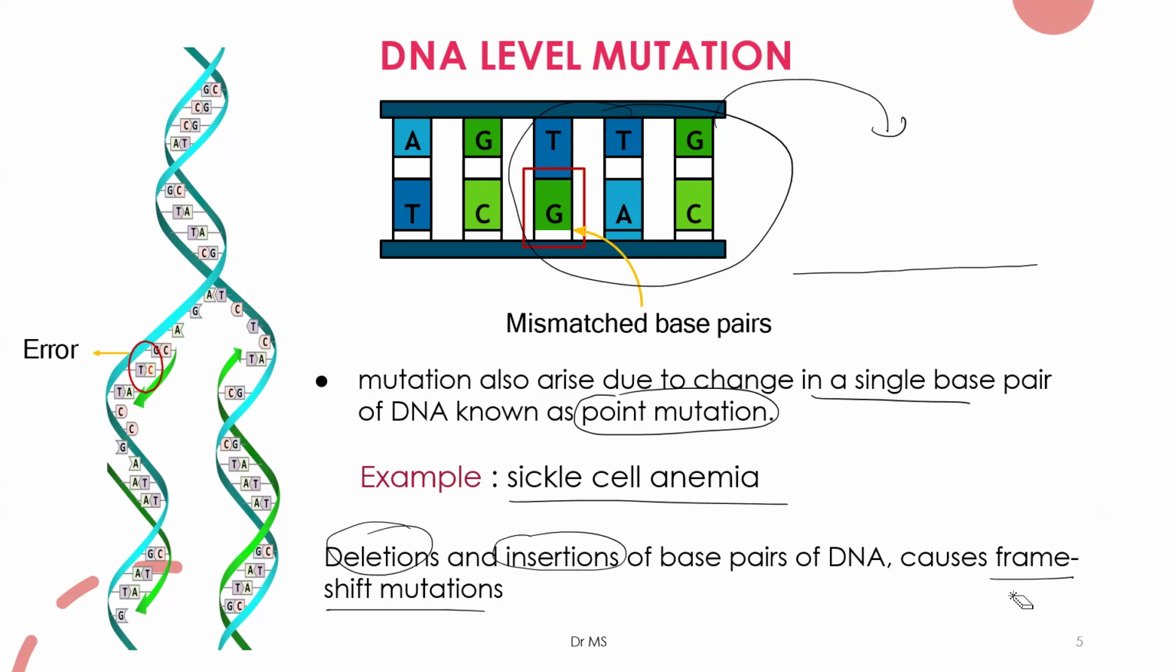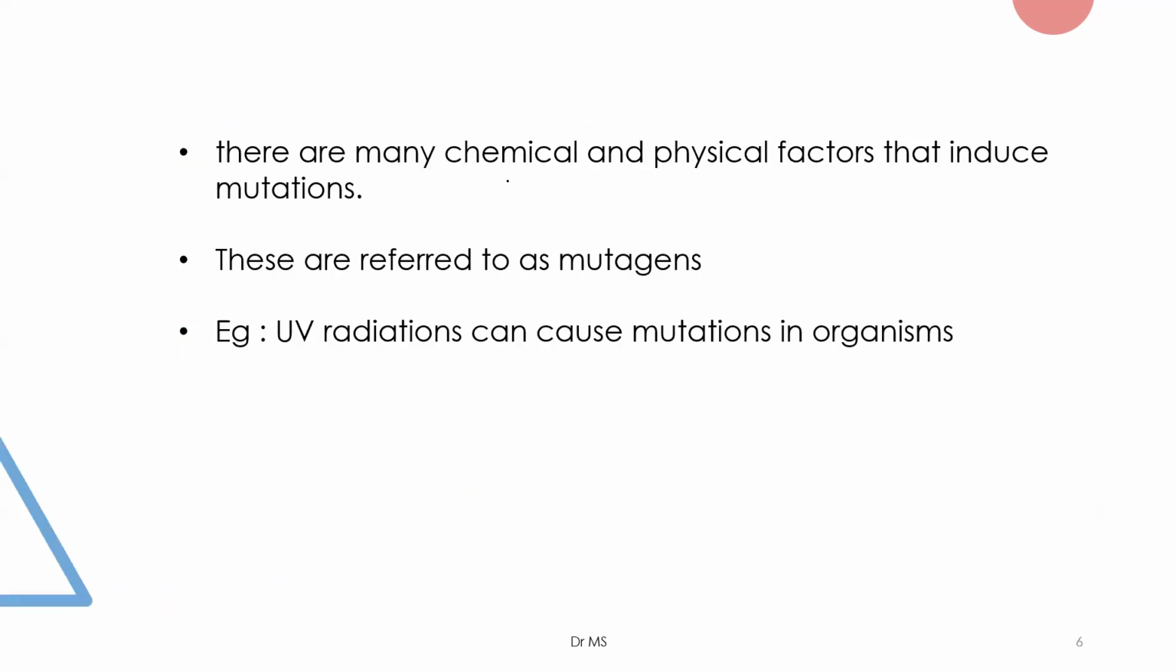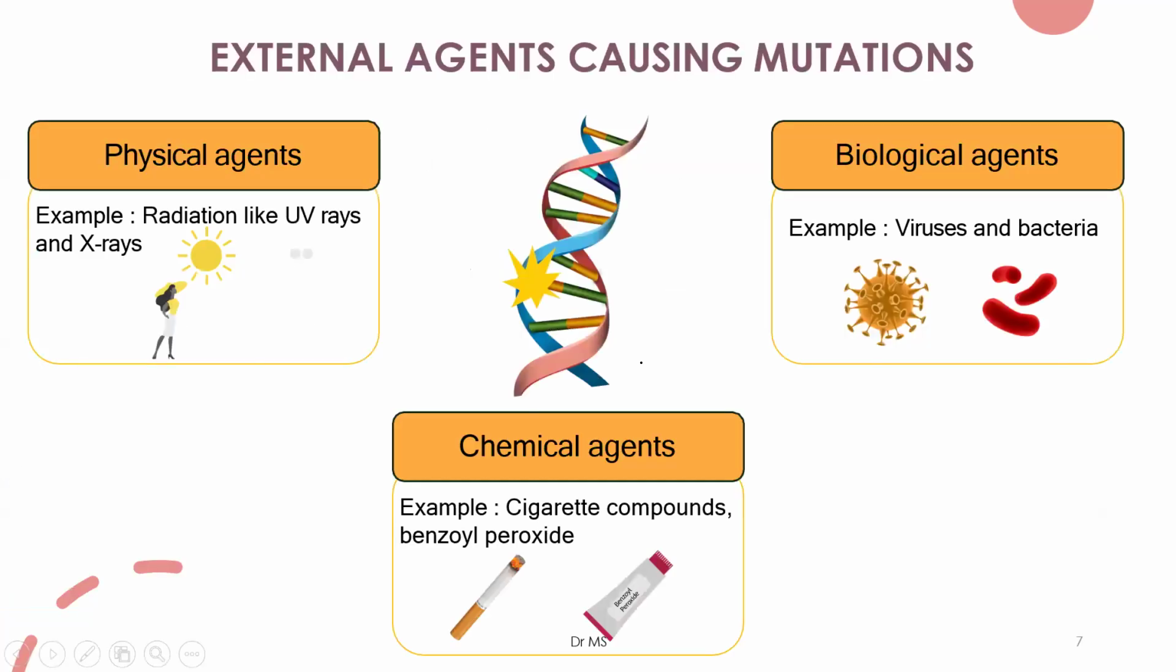So that's called the frame shift mutation that we have studied in molecular basis of inheritance. There are many chemical and physical factors that could cause these mutations. All these chemical, physical, biological factors that are causing the mutations, we call them mutagens. One example here is UV radiation that's causing mutations in organisms. Mostly that will cause skin cancers.